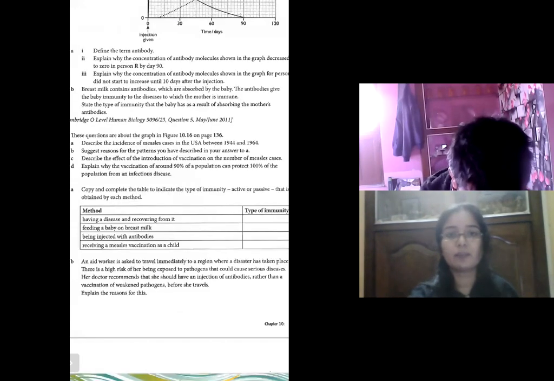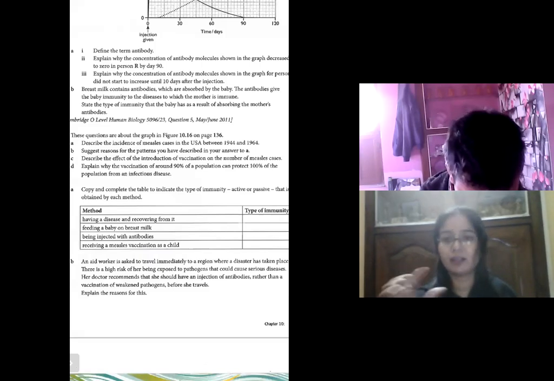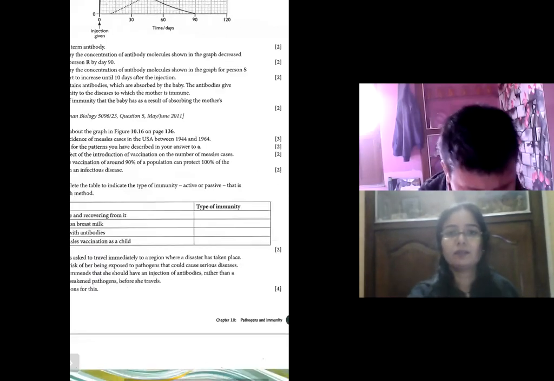So it has only 2 marks. You don't need to explain it also. You just have to write it in short.